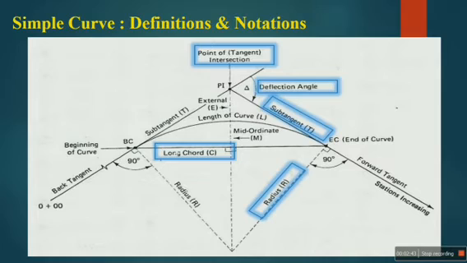Next, intersection angle. The angle at the tangent is provided here. This is your intersection angle. The first tangent is extended to some length. The angle between this line and this tangent line is called the intersection angle.